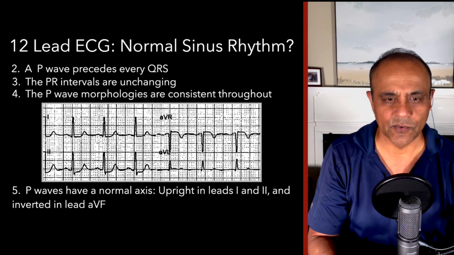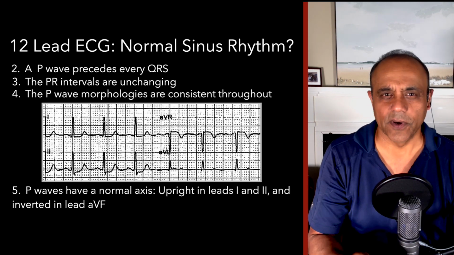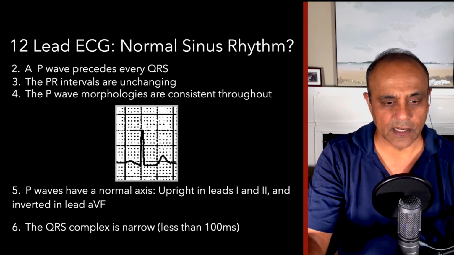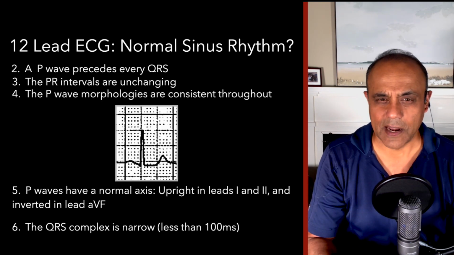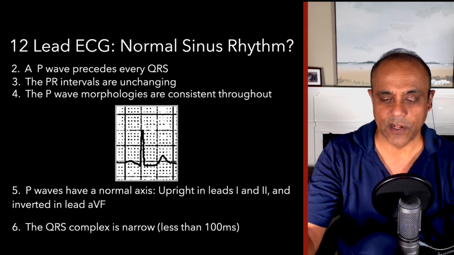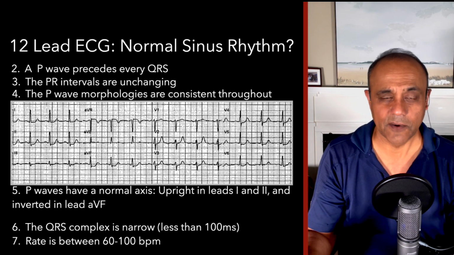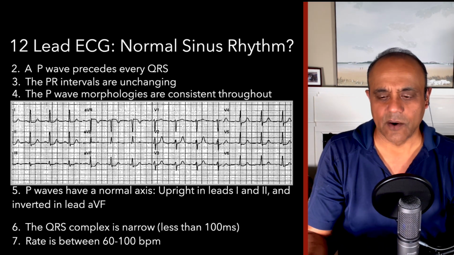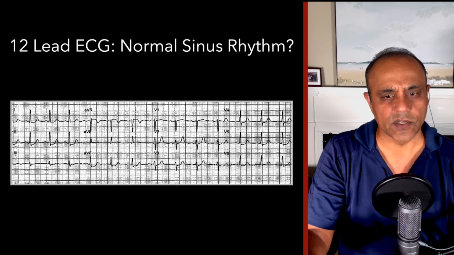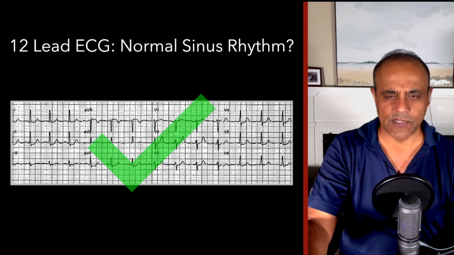What this translates to is an upright P wave in lead 1 and lead 2 with an inverted P wave in lead AVR, and exactly what's seen here. There must also be a narrow QRS complex, less than 100 milliseconds, indicating no evidence of bundle branch block. And in adults, typically the rate is between 60 and 100 beats per minute for normal sinus rhythm. This patient had a rate of about 80, 85. So the question of whether this is normal sinus rhythm or not, absolutely, this is normal sinus rhythm.